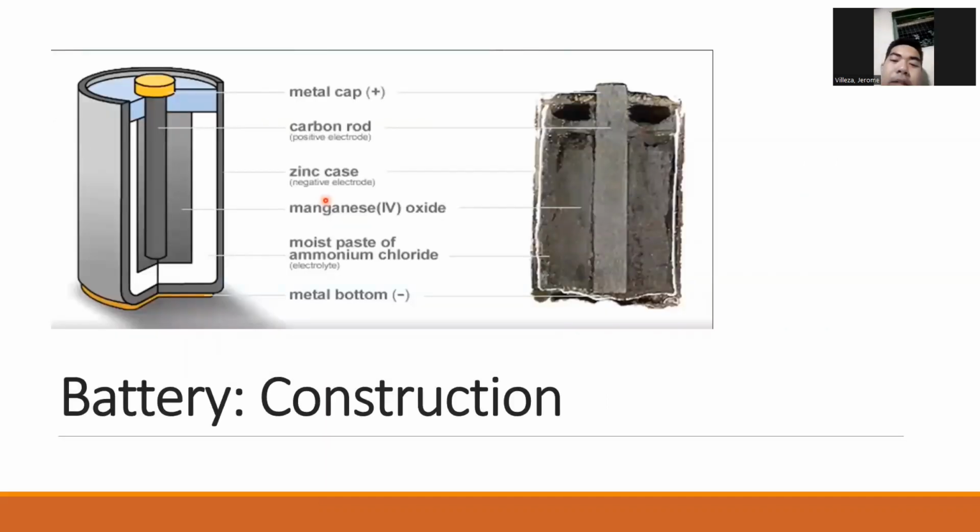So this is the construction of a battery. We have the metal cap, which is positive. Then the carbon rod, and the zinc case, manganese oxide, and the substance, a moist paste of ammonium chloride, and then the metal bottom, which makes it the negative side.